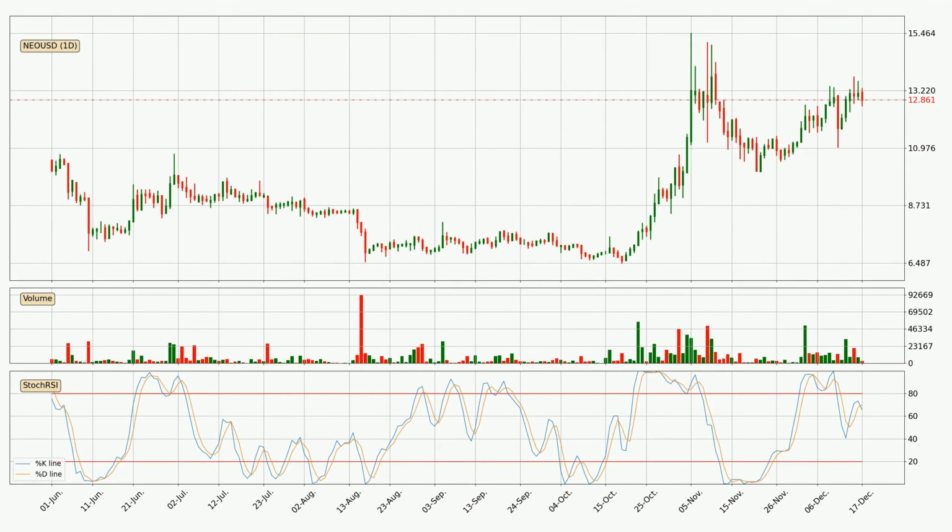Looking at the daily stochastic RSI, there are no signs of the stochastic RSI being oversold or overbought at this time, but the %K line is below the %D line, which means the current trend is on the downside.